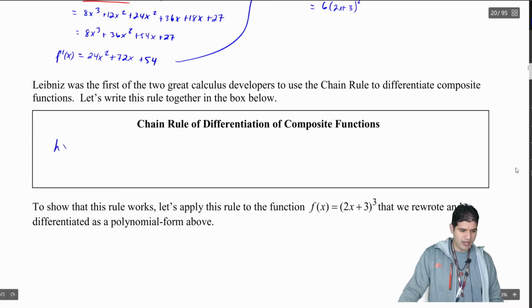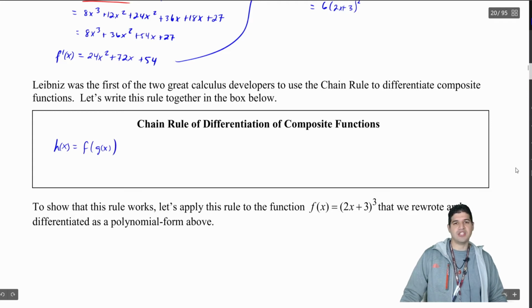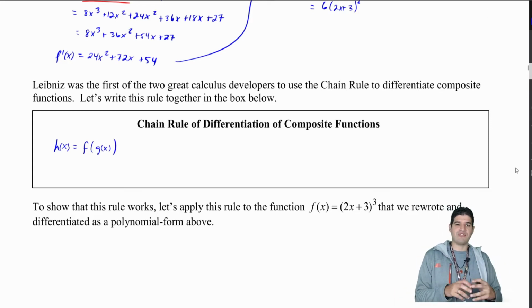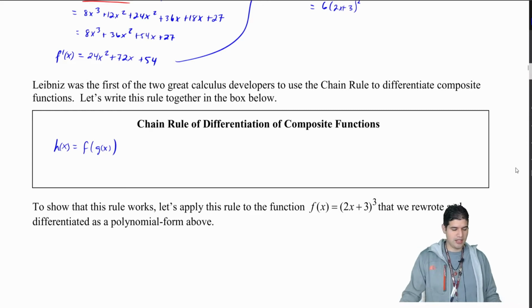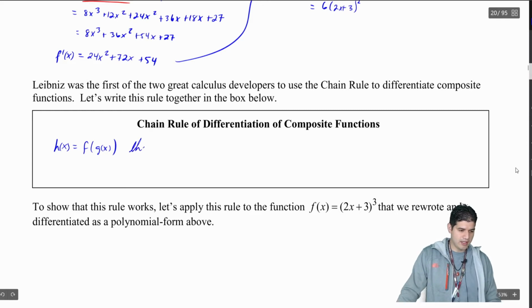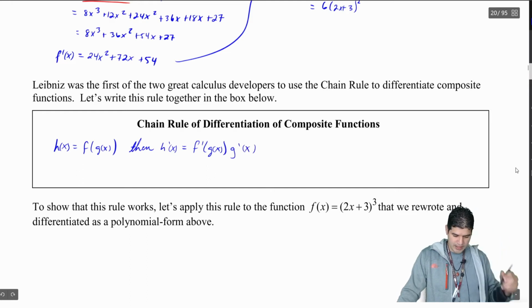So if we have a function that we're going to take the derivative of, and we can write it as the composition of two functions, so f of g of x or g of f of x, or any sort of thing where you can put one function inside of another, then h prime of x is the derivative of the outer function with the inner function times the derivative of the inner function. And that's it.